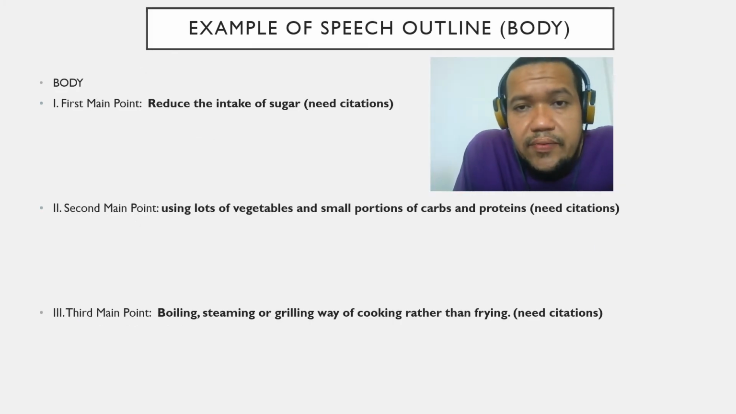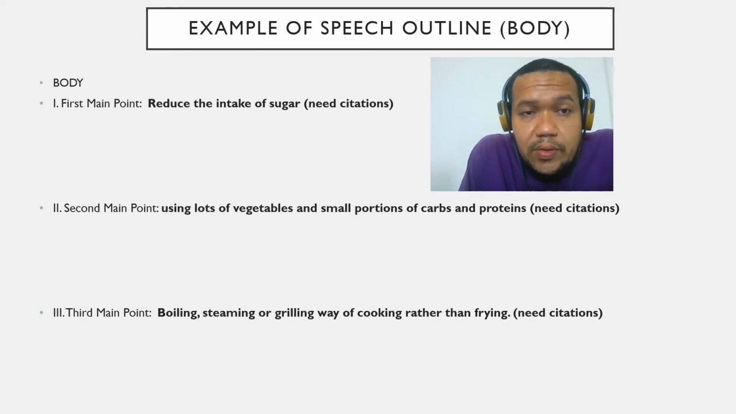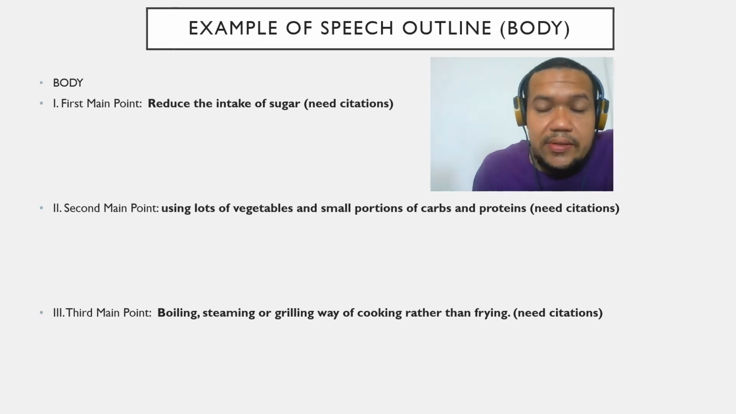I guess this is a very important part of the speech outline, which is the body, or the content of the speech. First things first, you need to extract the first main point, second main point, and third main point that you have listed in the preview. Then you need to add the sub points of each main point, 1, 2, and 3. This is just an example for the topic of healthy diet or healthy food.